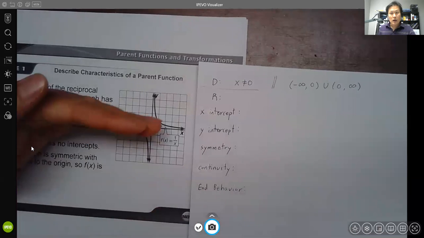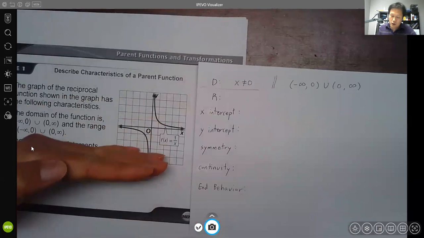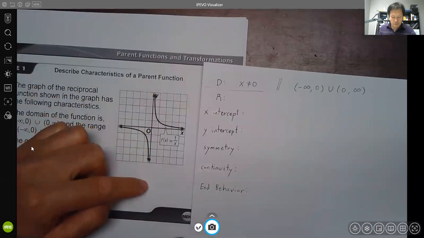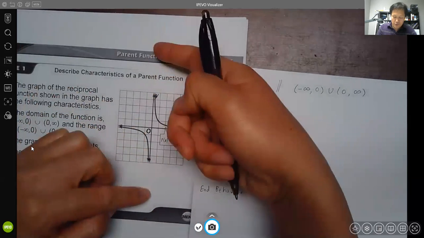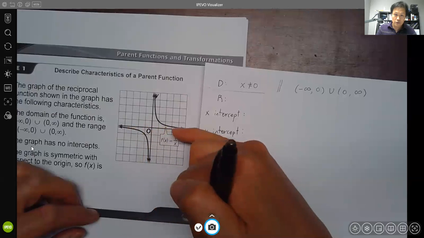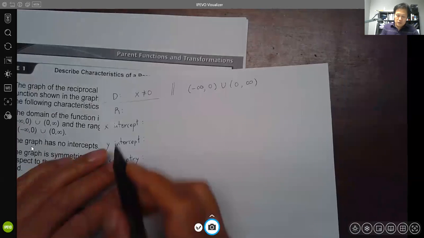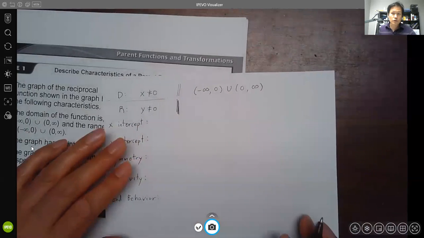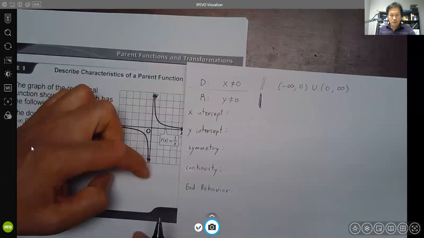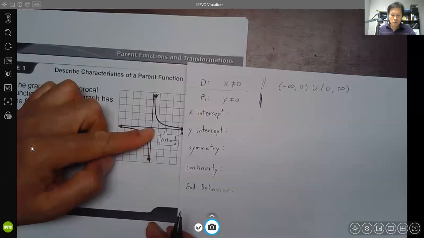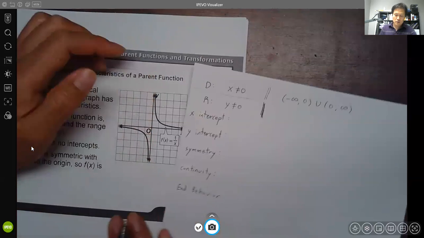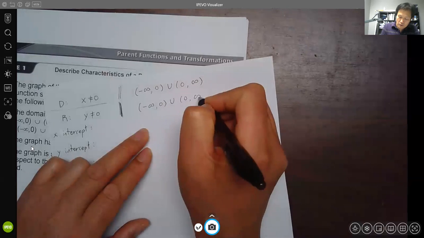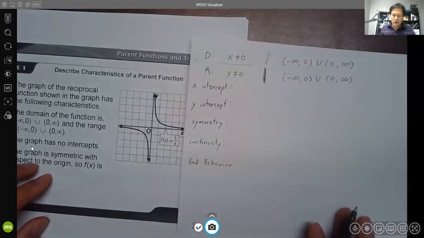Range means how low the graph covers to how high the graph covers. As you can see, it keeps going to the bottom, keeps going to the top, and covers everywhere except right here. At y equal to 0, there is nothing there. Same thing, you can say y is not equal to 0. If they ask for interval notation, you do the same thing: minus infinity to 0, union 0 through infinity. Interval notation will be exactly the same style.